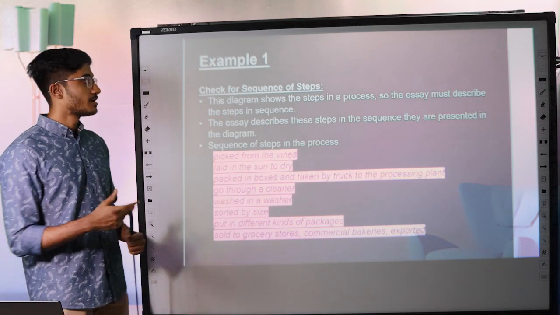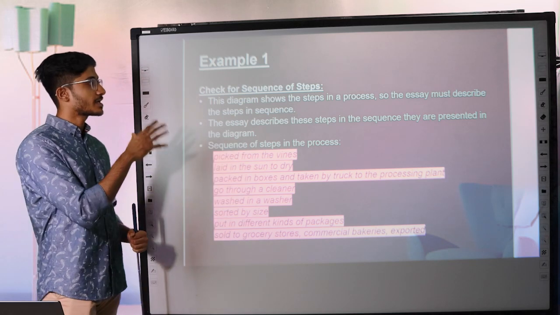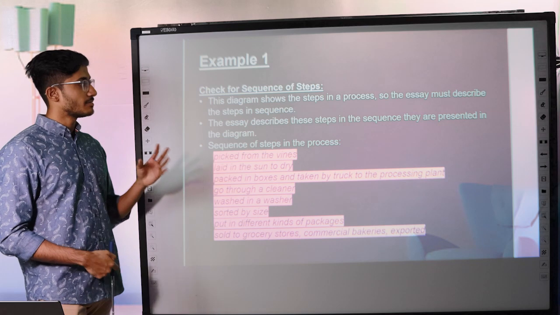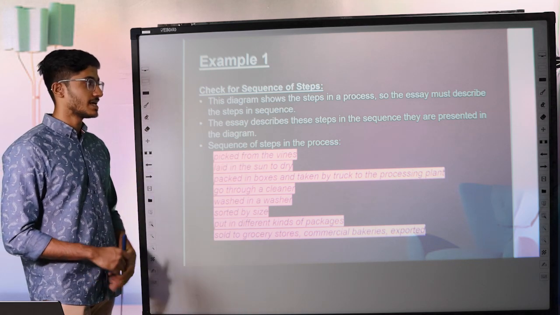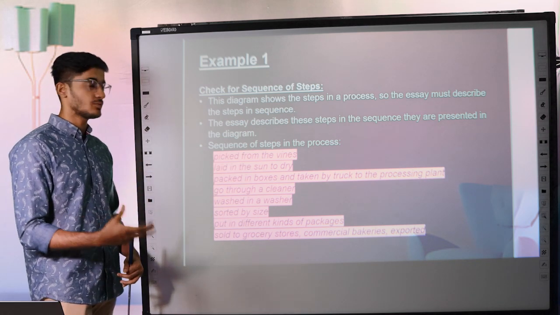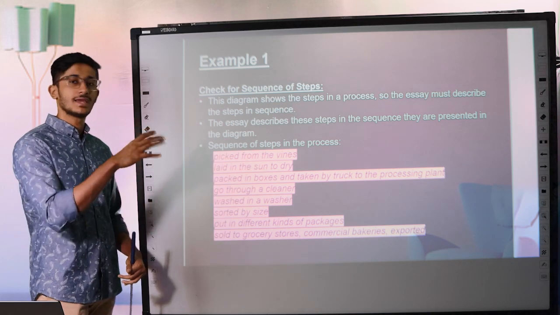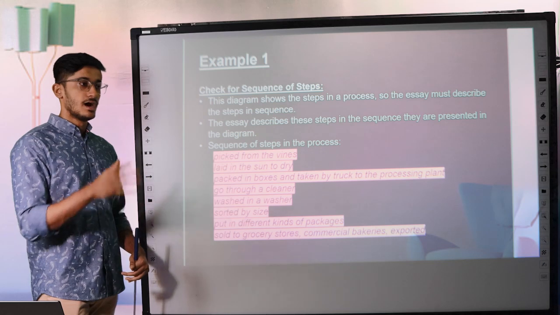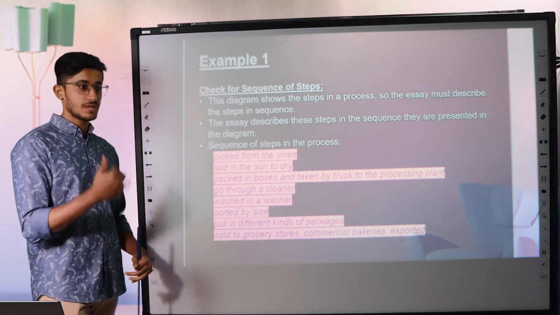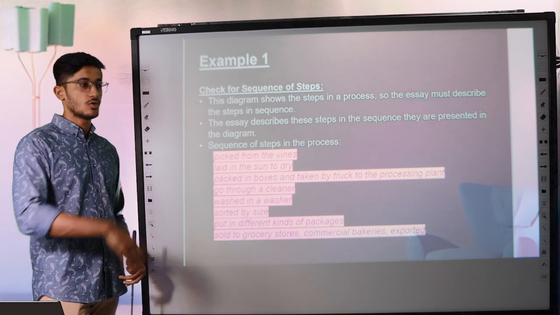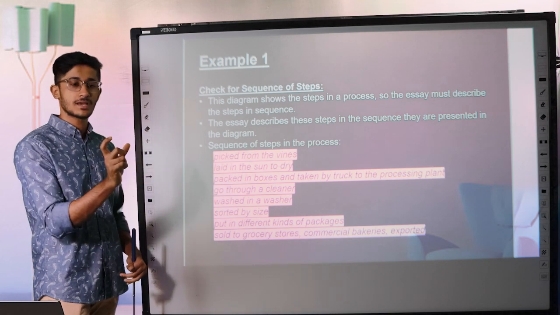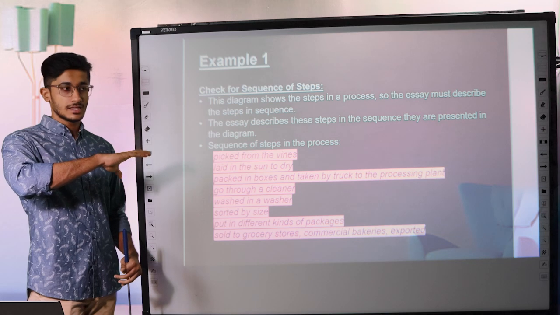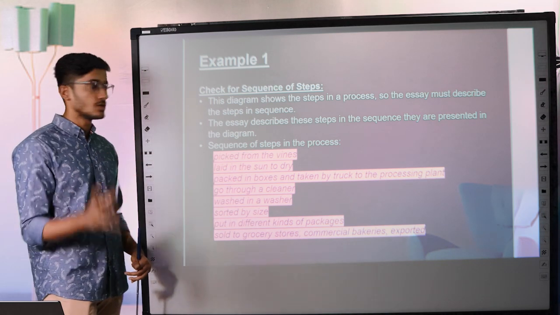Now the third one: we have to check for the sequence of steps. This diagram shows the steps in a process, so the essay must describe the steps in sequence. Process diagrams have many steps, one after another. When you write the essay, you should write it in such a way that enables the readers to understand that after this step, we have this step, and then we have the other step. It should be synchronized and in order.